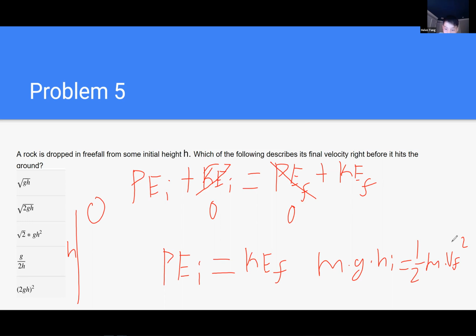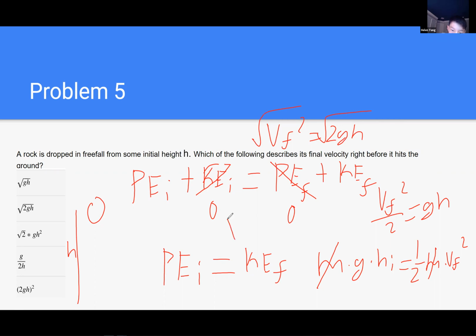And in this problem, you're only asked to find the equation. So you can cancel the masses. And so you're given v final squared over 2 is equal to g h. So multiplying by 2 on each side will give v final squared equals 2gh. And square rooting on both sides would give you v final equal to root 2gh. So it would be this one.